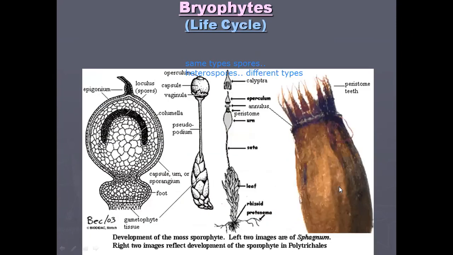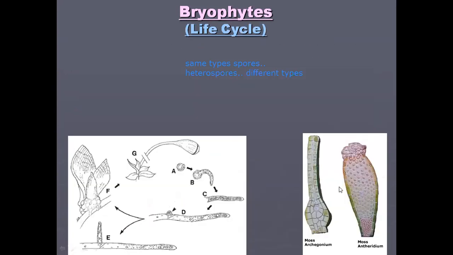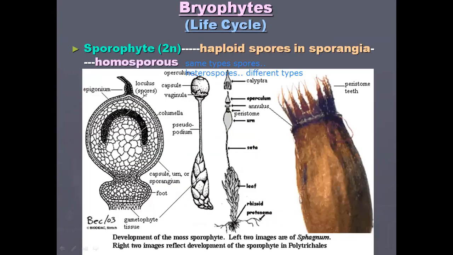This is a general form of the life cycle that we have seen, and now we will go into the detail of the life cycle. The sporophyte produces haploid spores in the sporangia. This is the sporangia where meiosis takes place, and these are the covers of the sporangia which open up when the haploid spores are ready.